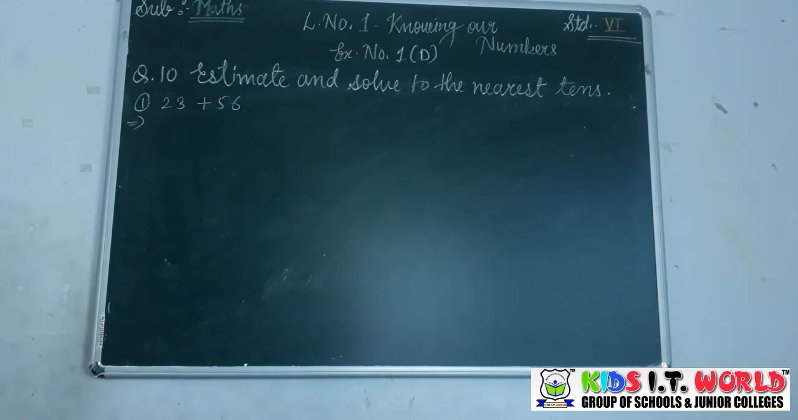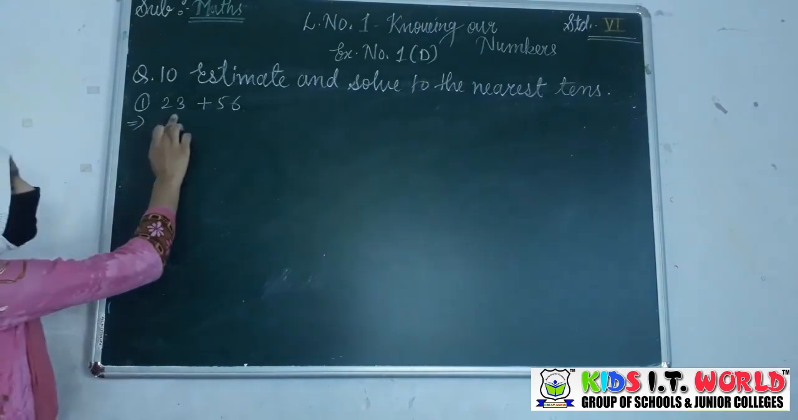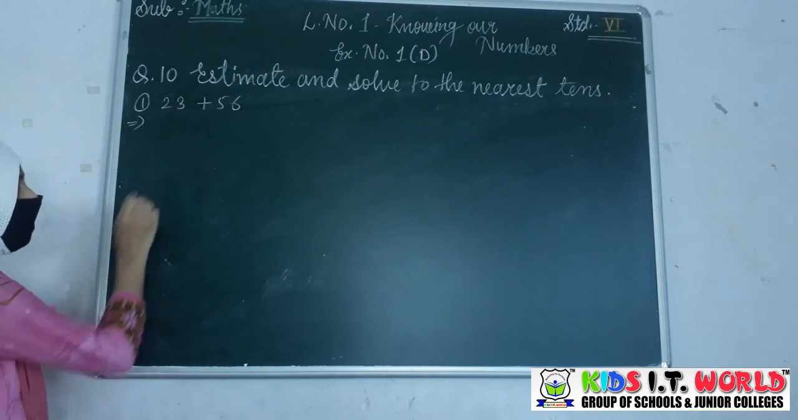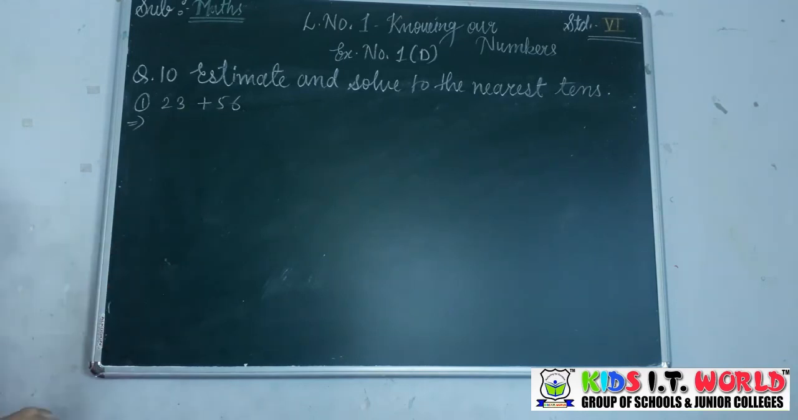Now here the next question, question number 10. Students, question number 6 to 9 you have to do yourself. It is the same as we have done in question number 4. Now here question number 10, estimate and solve the nearest 10. What is the meaning of estimate now? You have to first of all round off these two values, then you have to find the result of whatever operation is given to you in the middle: addition, subtraction, multiplication or division.